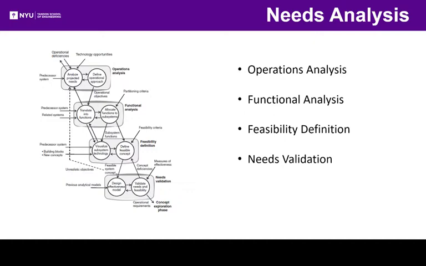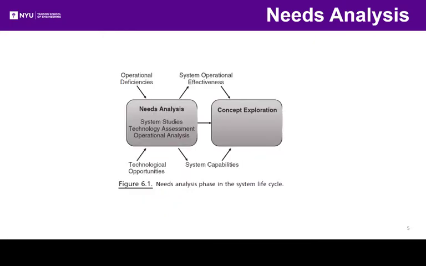We can see that the concepts come and go and influence each other to make the project into a finished one. In the needs analysis, we have some inputs like operational deficiencies and technological alternatives. When it goes through the needs analysis, it comes out as system operational effectiveness and system capabilities. It will affect the next step of system engineering, which is concept exploration. We will talk about it later in the presentation.